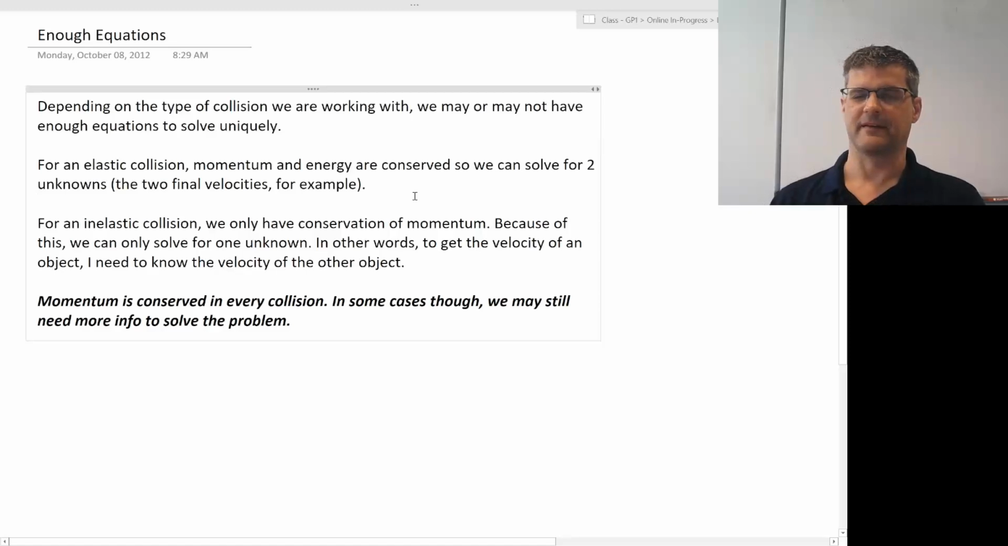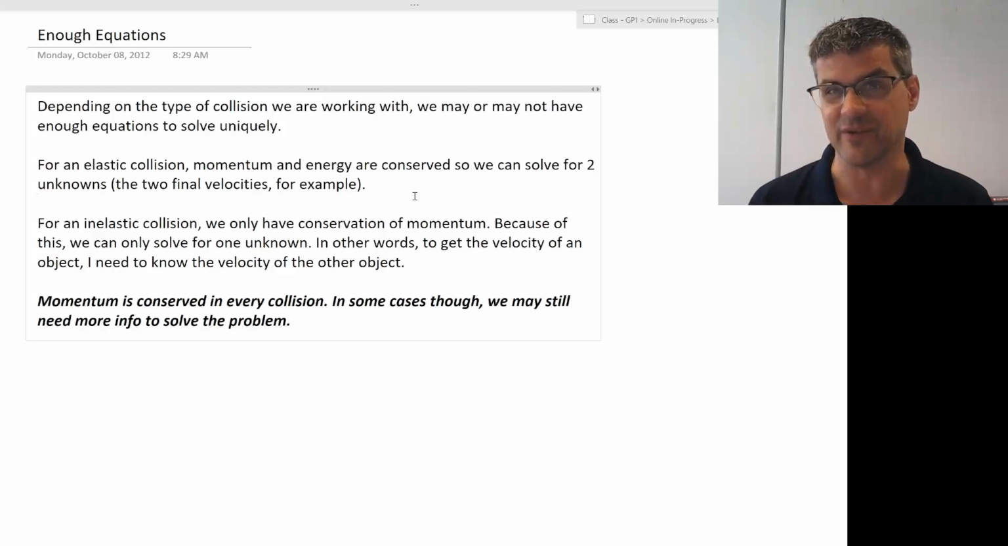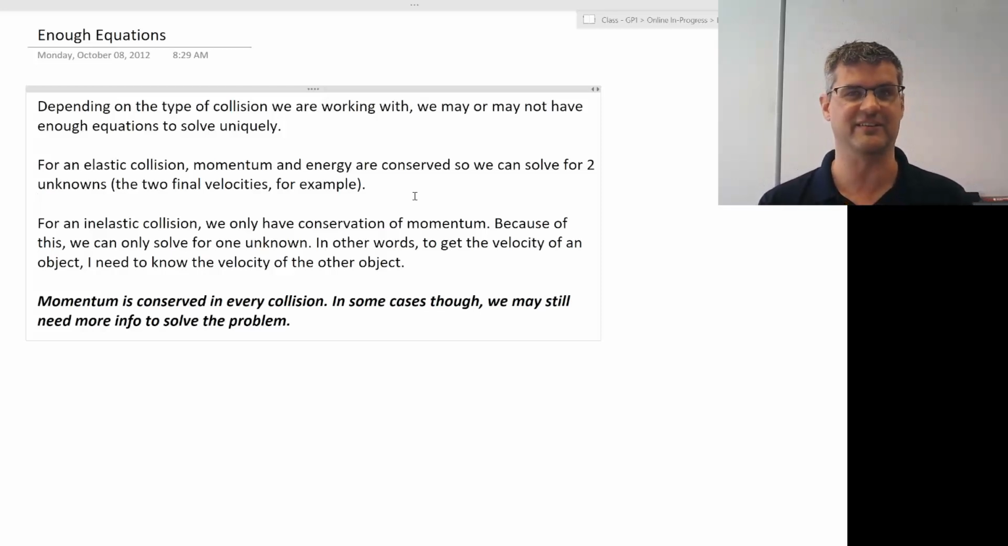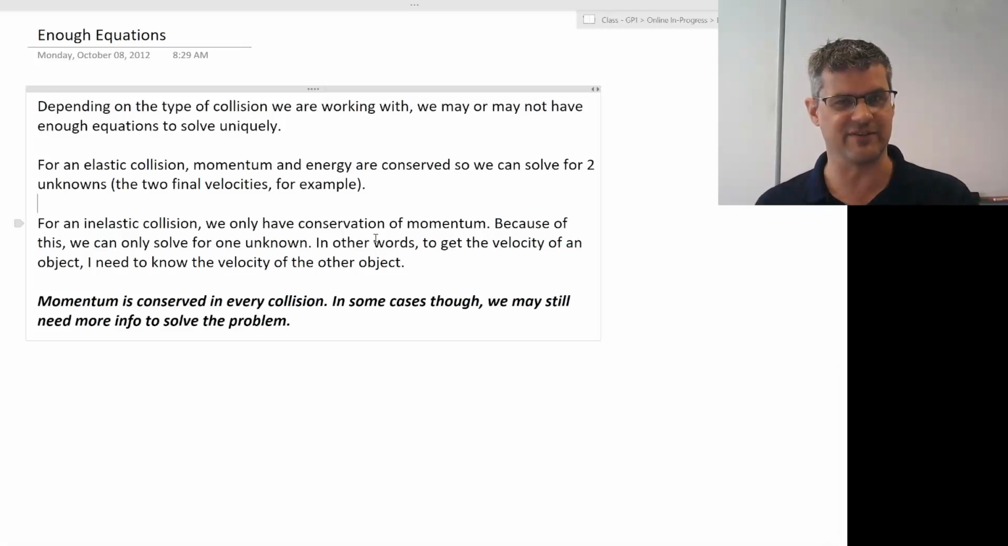Okay. Now, depending upon the type of collision that we are working with, we may or may not have enough equations to solve uniquely. For an elastic collision, momentum and energy are conserved, so we can solve for two unknowns. And they can be any two unknowns. They could be a mass and a velocity, it could be two velocities, it could be two masses, depending upon the stuff that's given to us. In an inelastic collision, we only really can hold hard to conservation of momentum. But that means that other stuff is going to have to be given to us, most likely.